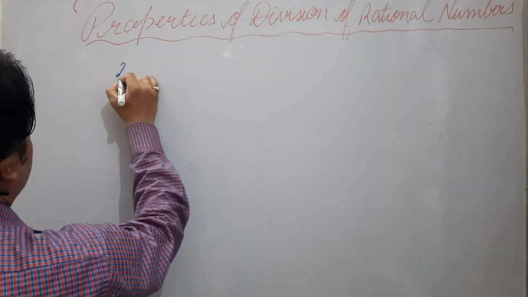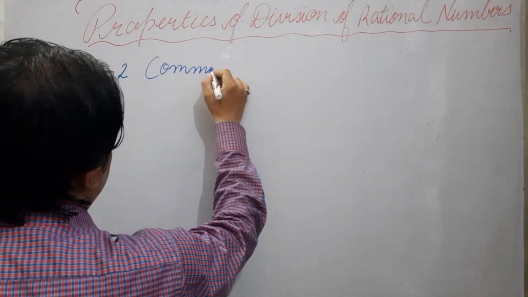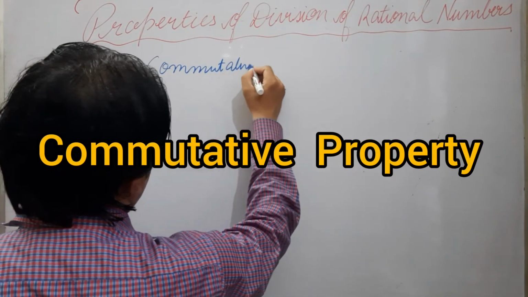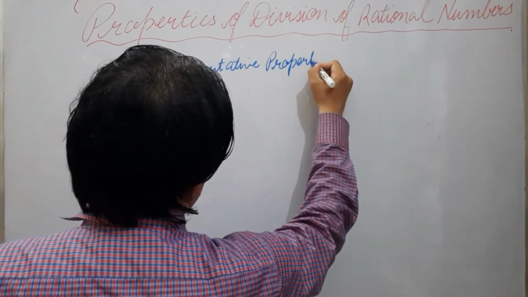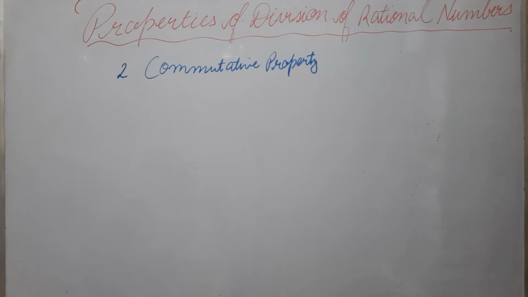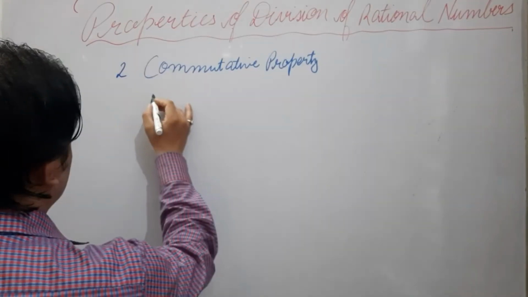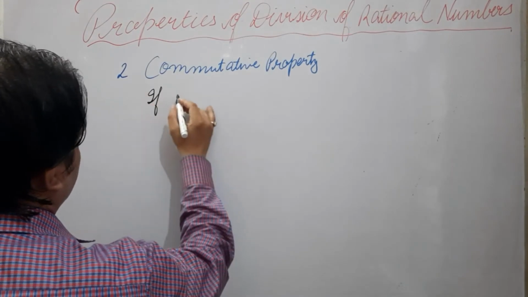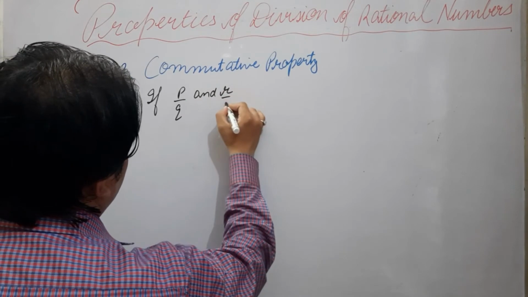is the commutative property. In the case of the commutative property, if I have two rational numbers, p by q and r by s are two rational numbers.